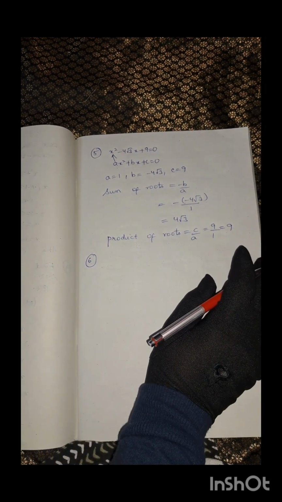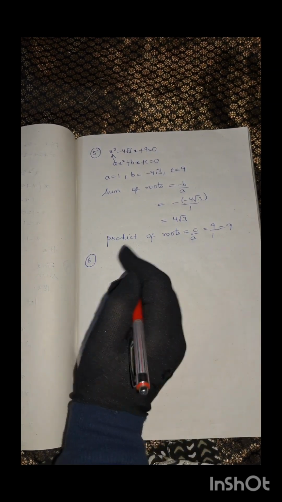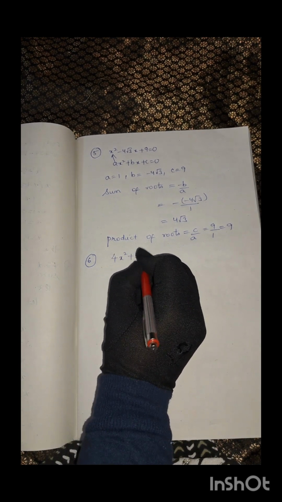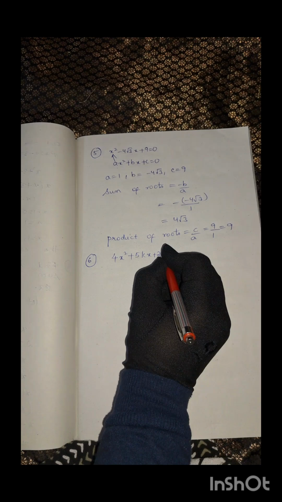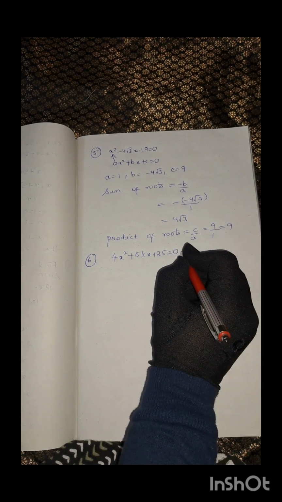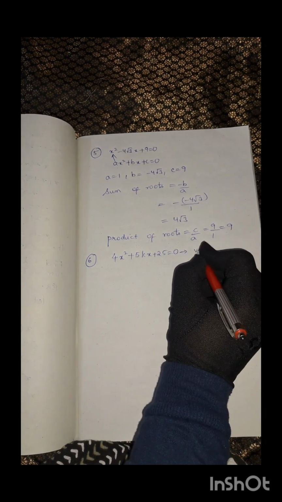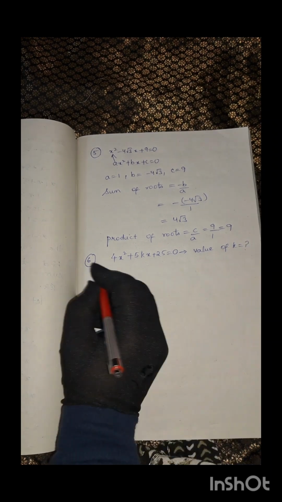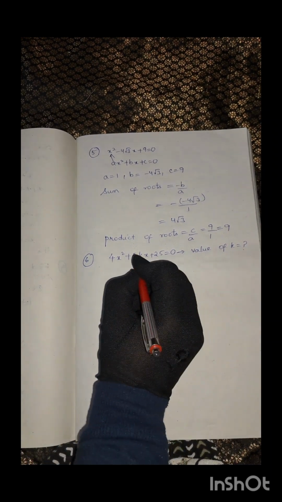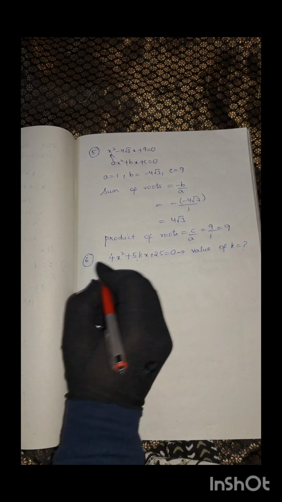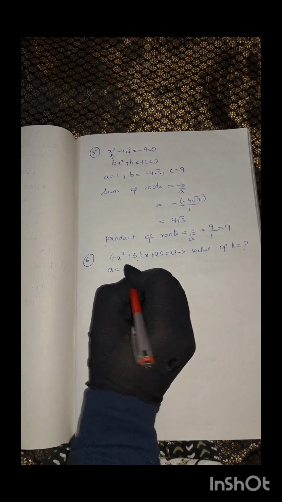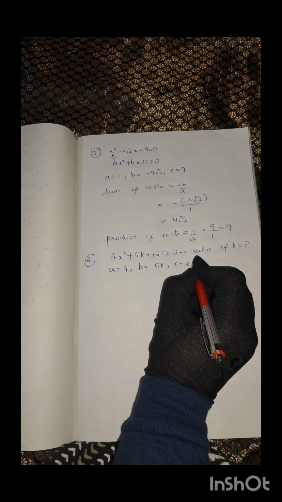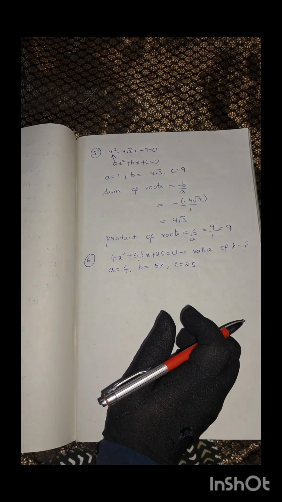Find the values of k for which the quadratic equation has equal roots. So here this is the quadratic equation: 4x square plus 5kx plus 25 is equal to 0. For this we need to find the value of k, right? And already in the question they said that this equation has equal roots. Okay, so what is a here? a is 4, b is 5k, c is 25.